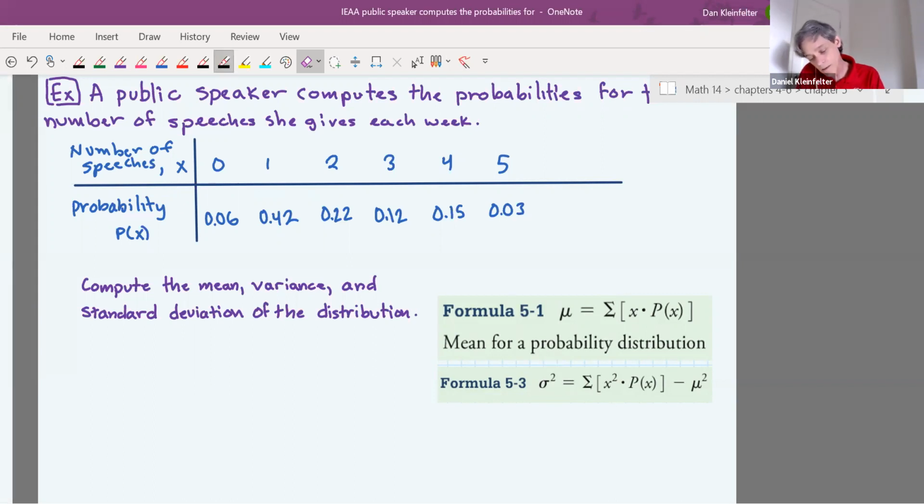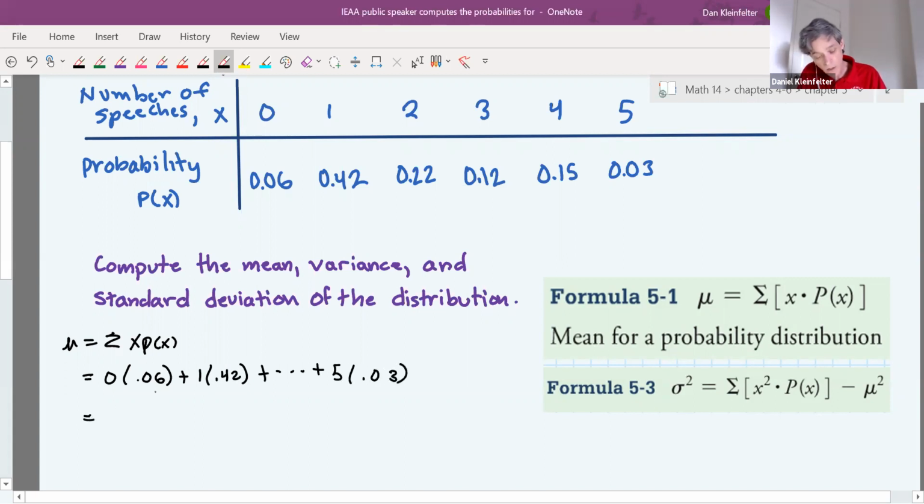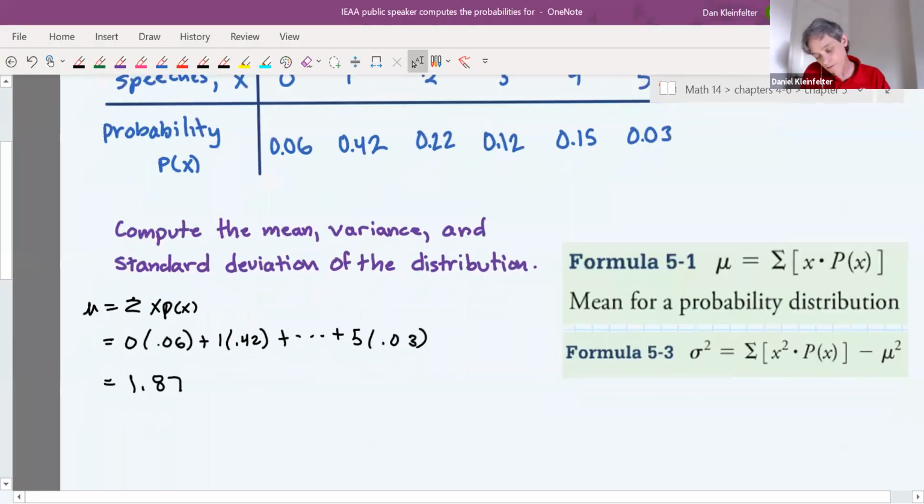So let's begin by finding the mean. For the mean, we need to find the sum of the x times p of x's. So let's begin with that. Mu will be the sum of x p of x. And so we'll have each outcome times each probability. So that's 0 times 0.06 plus 1 times 0.42. And then we're going to do that for all of those, all the way down to 5 times 0.03. Okay, so let's see. All right, so I got 1.87 for that.